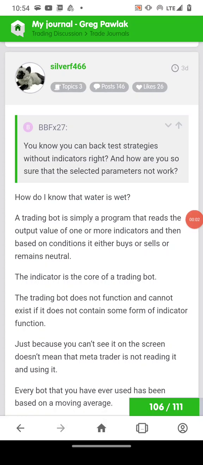Sitting here looking at this, BBFX27, I mean, the way you guys come back and talk down to me. You can back test your strategy without an indicator, right?